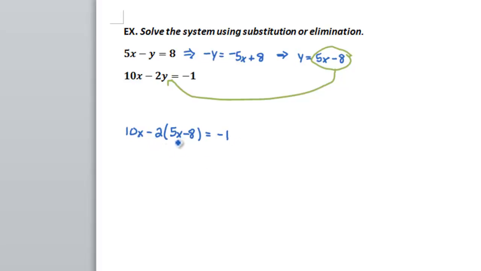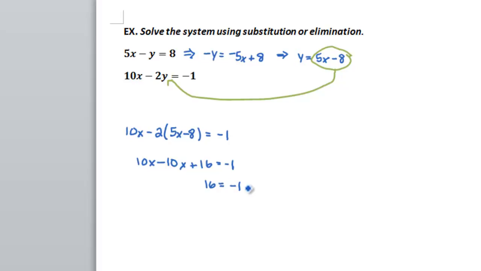First, we need to multiply by the -2. -2 times 5 gives us -10x. -2 times -8 gives us positive 16. Now we continue to simplify. 10x minus 10x is 0. So on this left side, the x's cancel out and we're left with 16. The right-hand side is still -1.